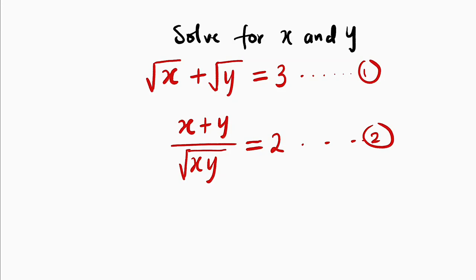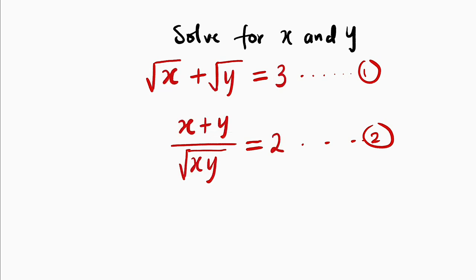Hello, good morning viewers. Let us find a solution to this interesting equation. We are given that square root of x plus square root of y equals 3. And from the second equation, we have (x plus y) divided by the root of xy equals 2. We want to find those values of x and y that will make these two equations true. All right, let's get started.